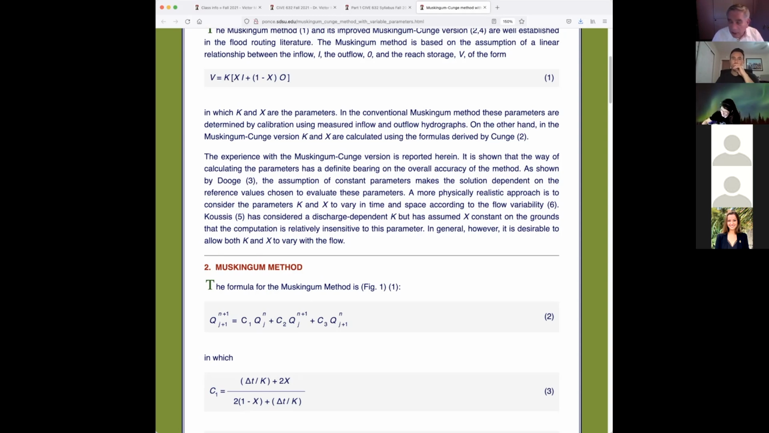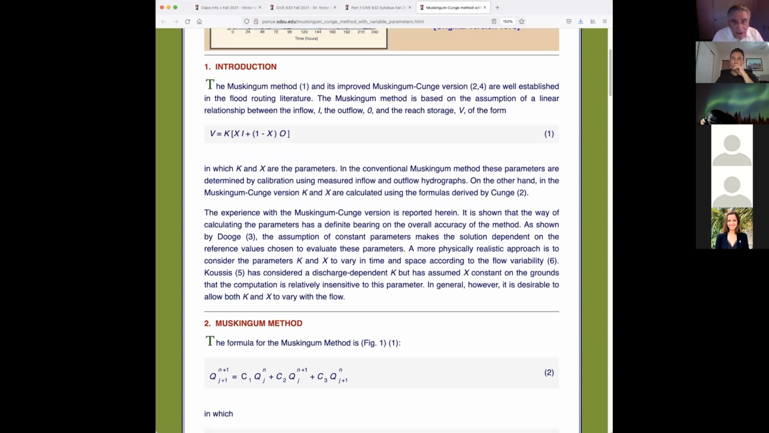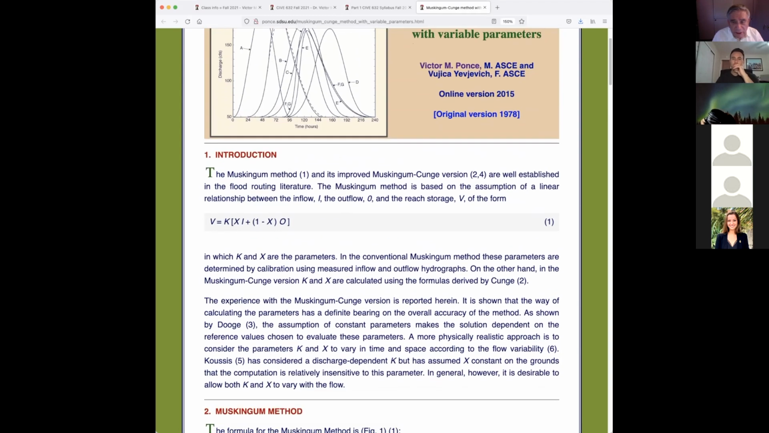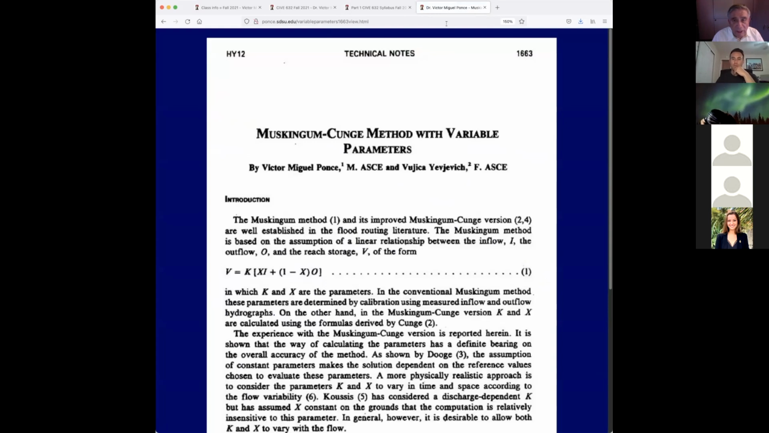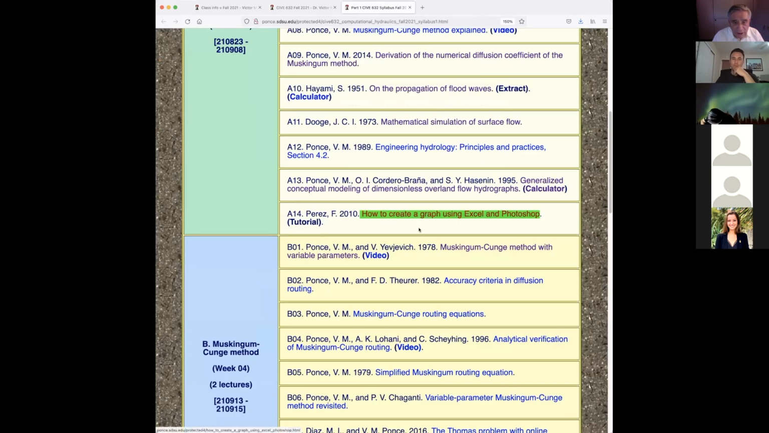So I did. I wrote this paper and consulted with Professor Yevevich, and then we published it, I believe, in the year 1978. And this is the original version of it, Muskingum-Cunge method with variable parameters. You can see that, right? Okay.